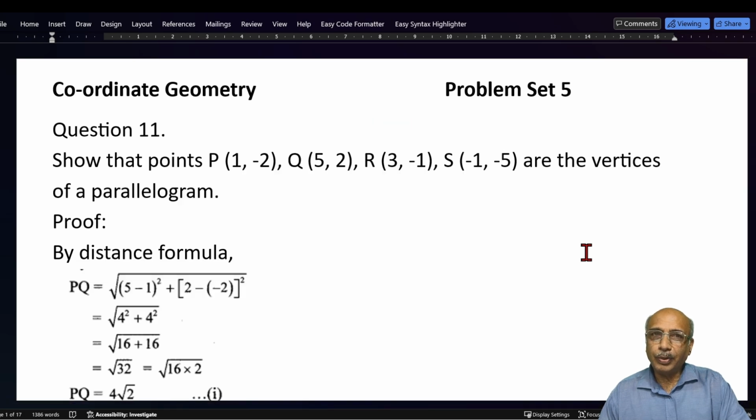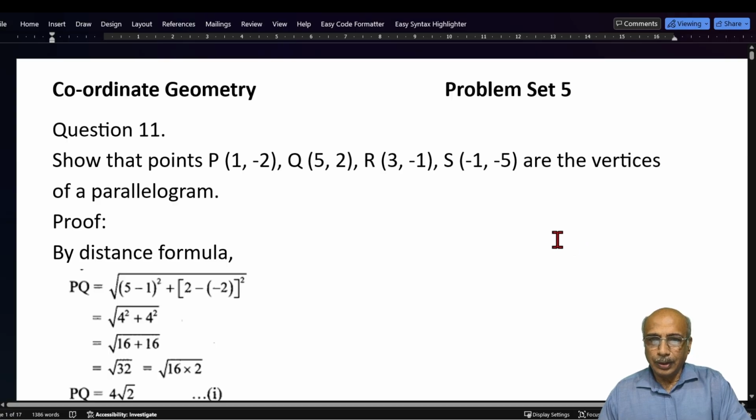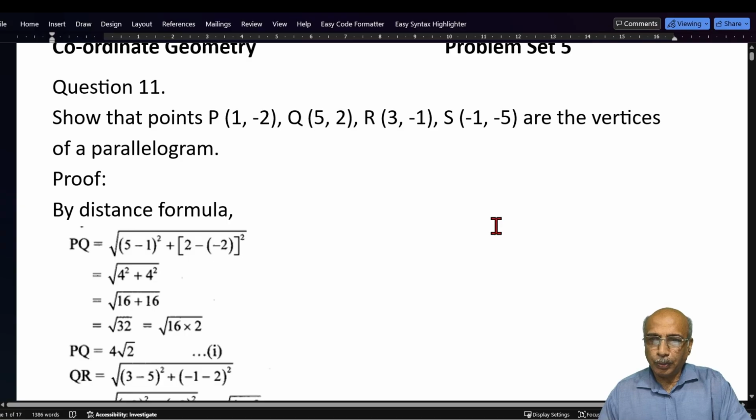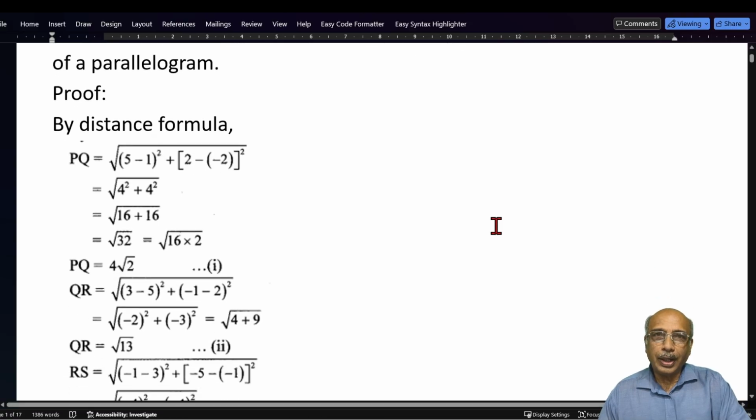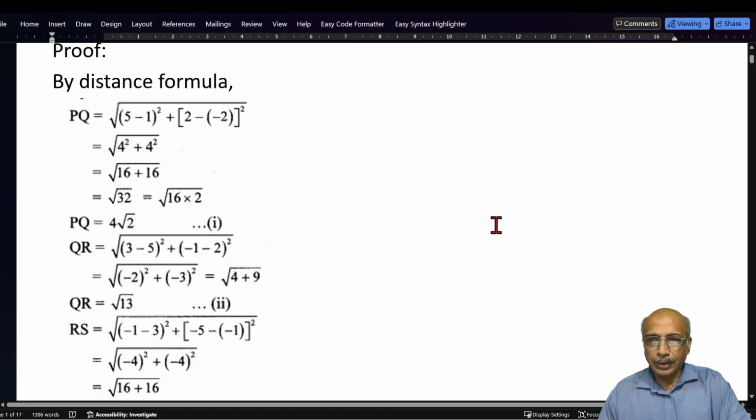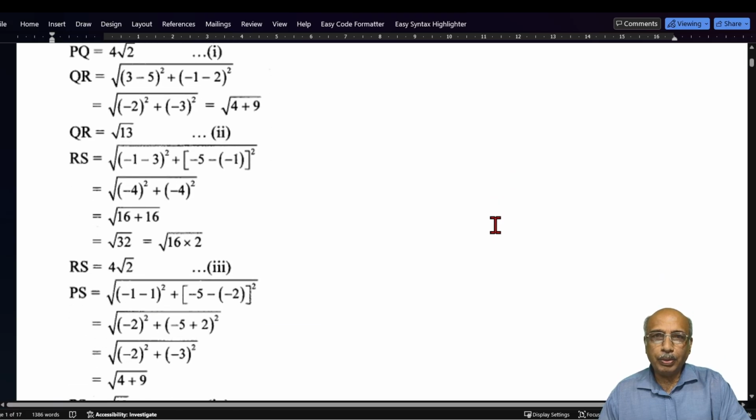In the problem set, we are going to start with the 11th problem. Show that points P, Q, R, S, whose coordinates are given, are the vertices of a parallelogram. As you know, by the distance formula, we can calculate the distances PQ, QR, RS and PS.